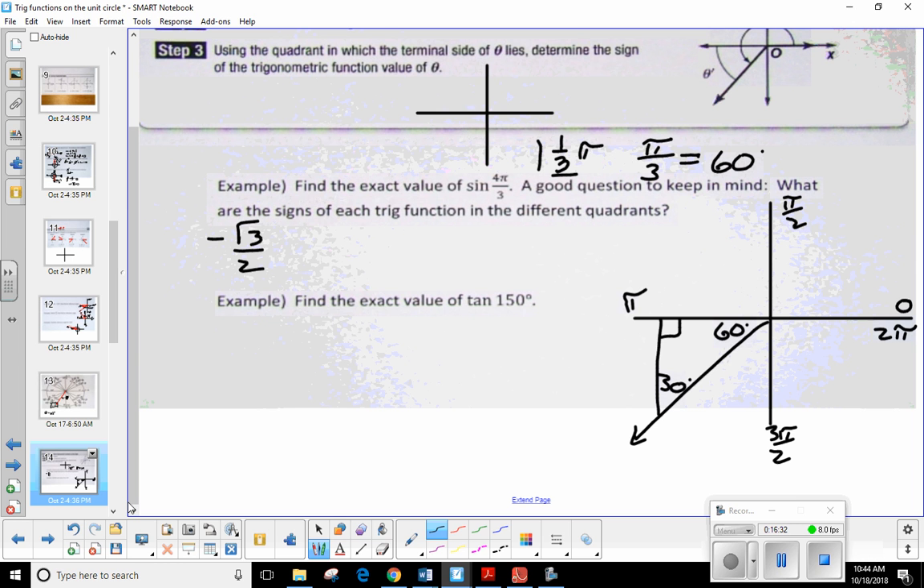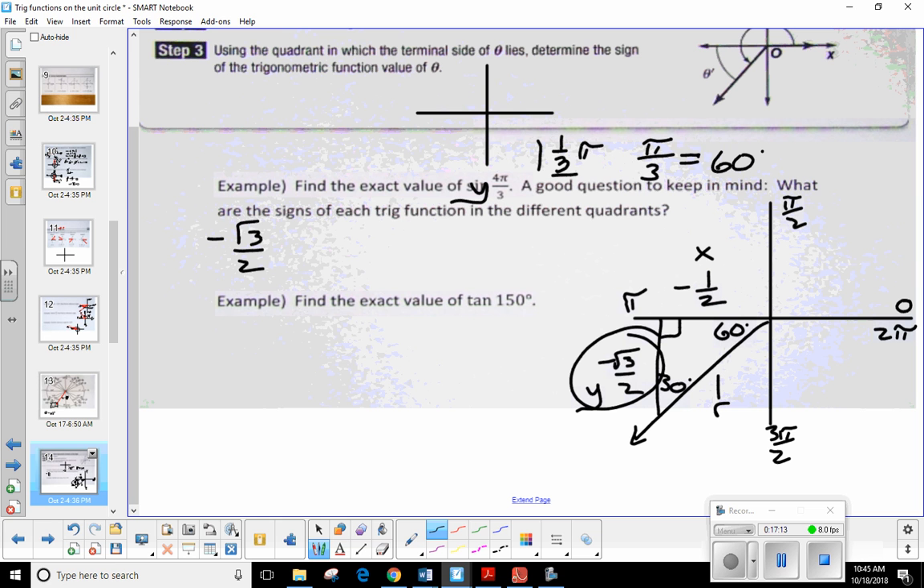What's always across from 30? 1/2. What's across from 60? Square root of 3 over 2. The radius is 1, but don't forget about this question. Okay? What quadrant am I in? So am I forgetting anything? Yeah, here both x and y would be negative. So negative 1/2, negative square root of 3 over 2. This is my x value, this is my y value, and this is my radius. So remember, sine just wants the y value, right? Okay.